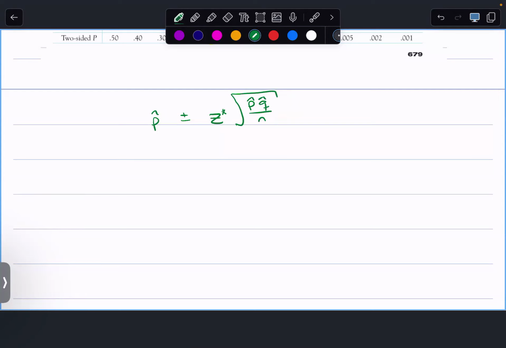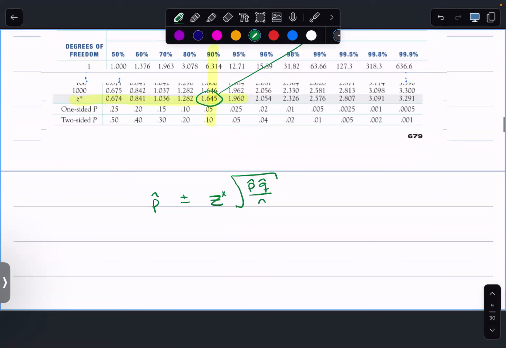That means we need p hat. You probably did it already. I'll sneak it in up here. P hat, if you have just the number of successes and the sample size, then of course your p hat is x over n, which in this case is 450 over 600.